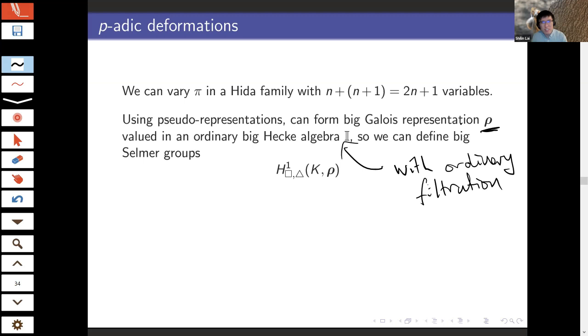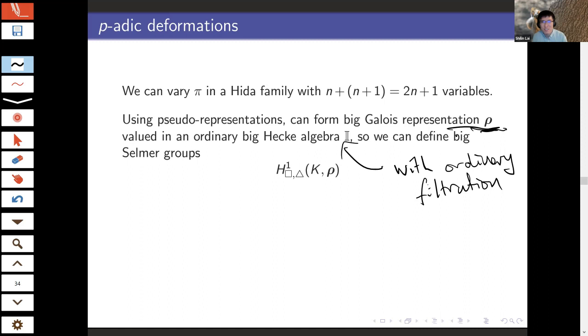There are ways to construct the Galois representation from group cohomology, but until we have an integral relation, I don't see a way of doing the ordinary filtration on the big Galois representation. So you have to resort to pseudo-representations, which is kind of a cheat.